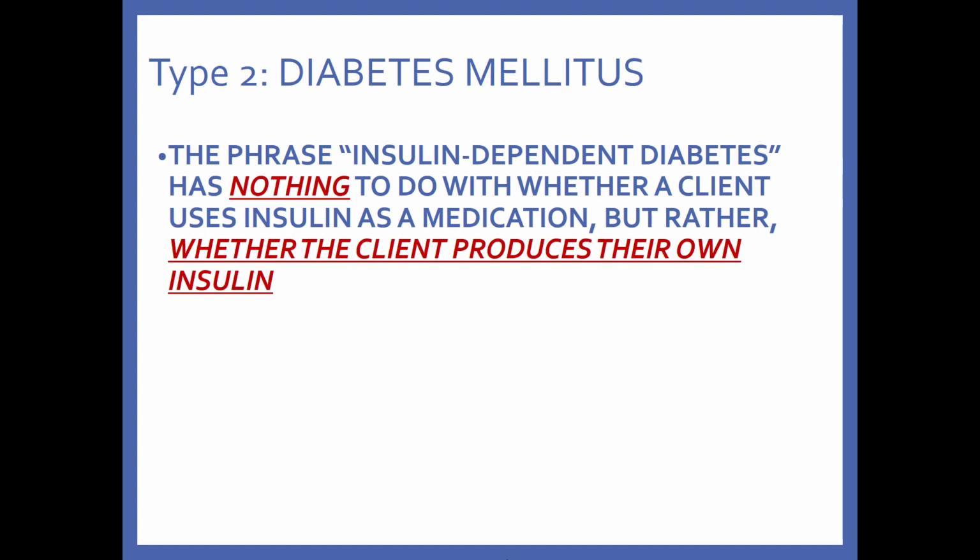When you hear the phrase insulin-dependent diabetes, I don't want you to be confused by that. To clarify, it is not just whether a client uses insulin as a medication, but rather whether the client produces their own insulin. So don't think, oh, well, they use insulin to treat their diabetes, so they must be insulin-dependent. No, they could be a type 2 diabetic that just uses insulin to manage their disease. It's whether the client produces their own insulin, like a type 1 diabetic who doesn't produce their own insulin, that's insulin-dependent diabetes. Okay, so I just didn't want that phrase to confuse anybody, so I wanted to make that a little bit clearer there.